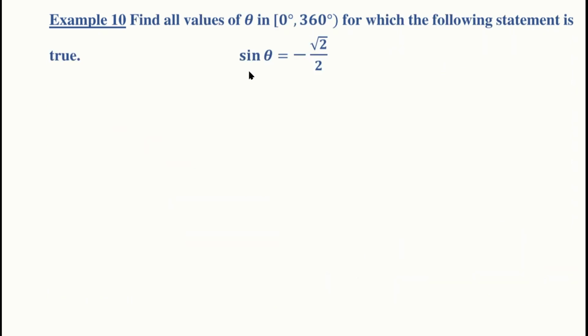So this is actually a simple equation that we're solving here. We want to find all values of theta in the half open interval from 0 to 360, left inclusive, meaning including 0 but not including 360, for which the following statement is true. Sine of theta is negative square root of 2 over 2. This should look familiar to you by now, right? Notice that's related to a 45-degree angle.